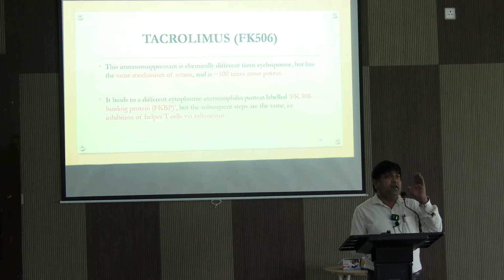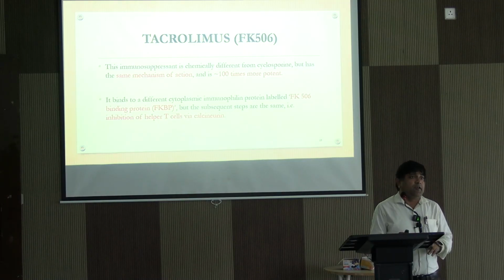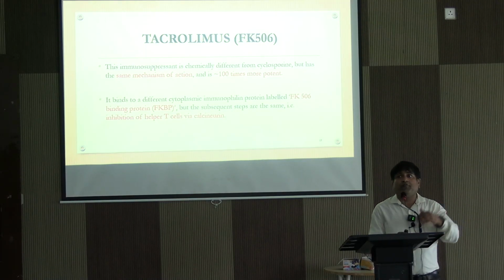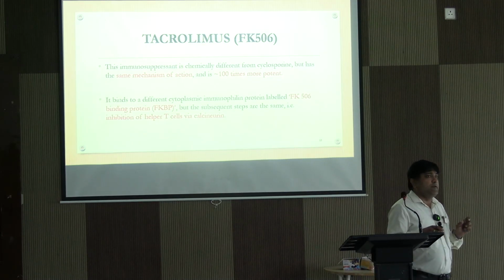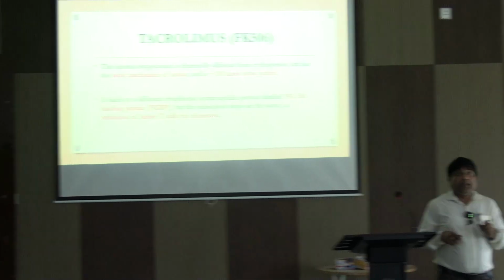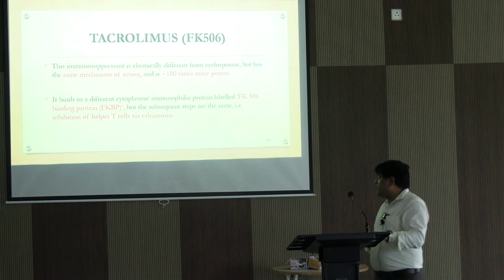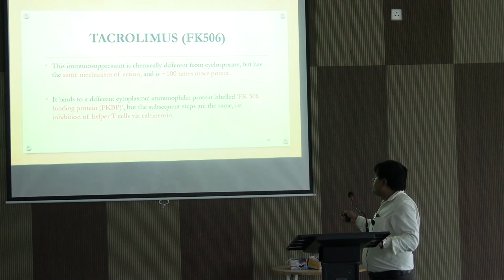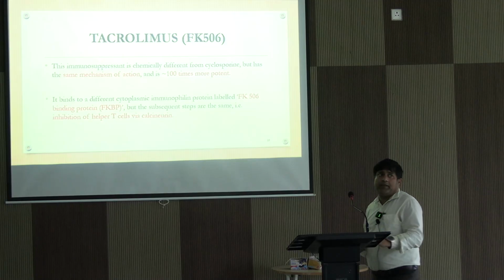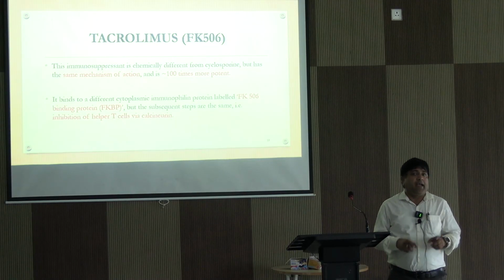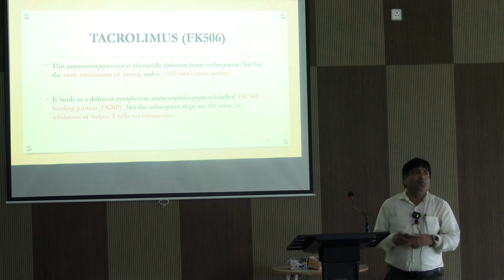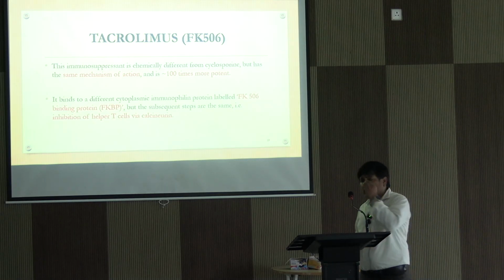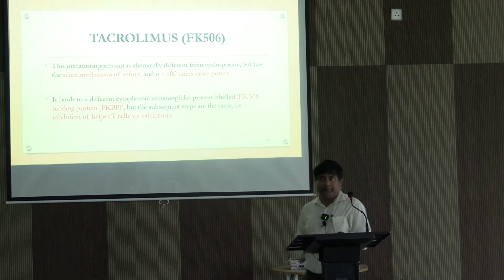What was cyclosporine doing? It was going inside the CD4 plus T cells, binding to cyclophilin, an immunophilin class of protein. Now, instead of binding to cyclophilin, tacrolimus binds to FK506 binding protein, FKBP, and subsequently the steps are the same. It is inhibiting calcineurin so that maturation and differentiation of T cell does not occur.